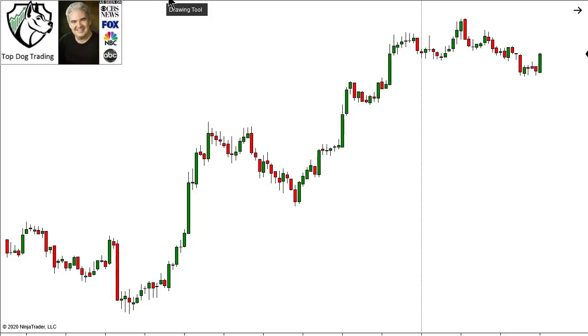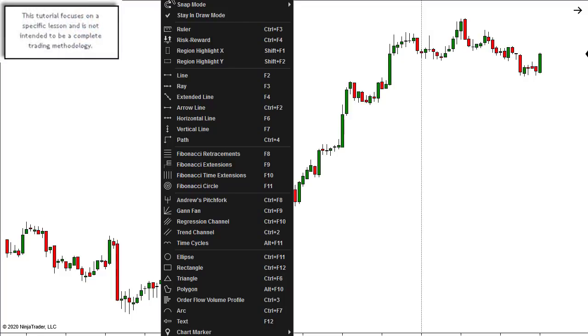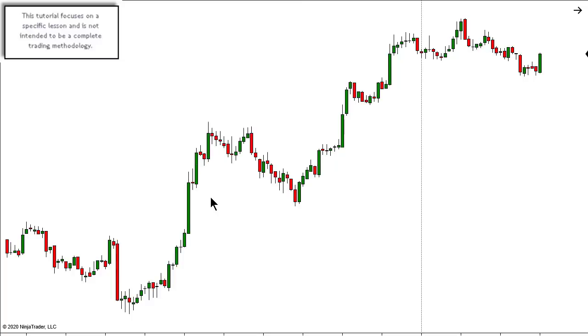There are tools out there that will automatically draw this for you, and there are some you can probably get. I'm going to do it manually. This is what I do anyway. I don't have an automated one. So we just go to your drawing tools, whatever charting platform you're using. I'm using NinjaTrader 8 here, but Andrews Pitchfork is available on most charting platforms. So you go to your drawing tools section, go down to Andrews Pitchfork, click, and this is a 3-point drawing tool.